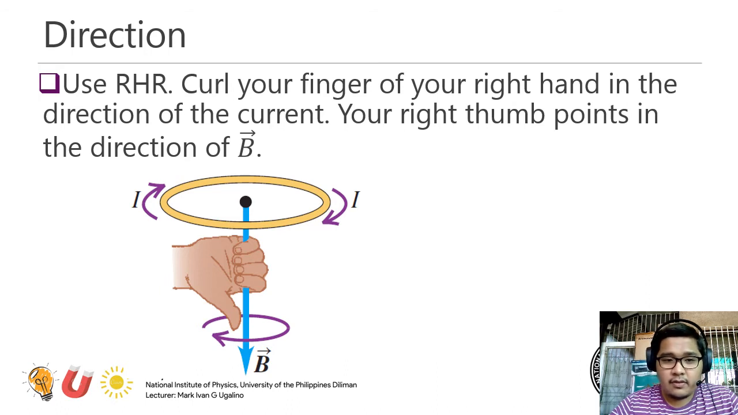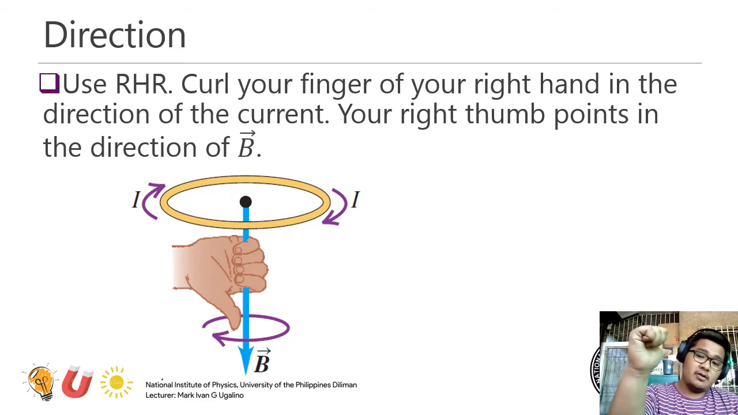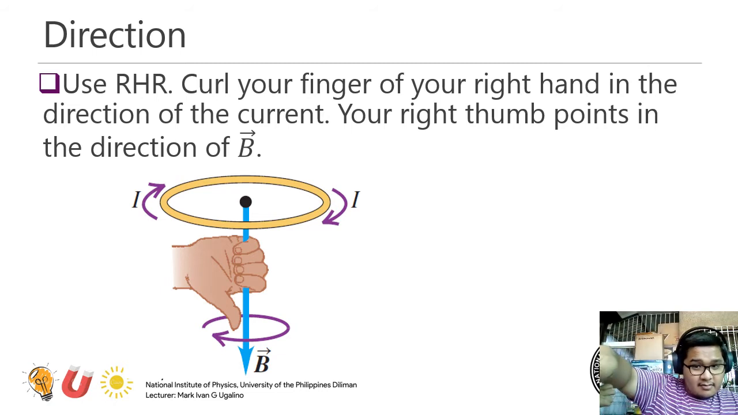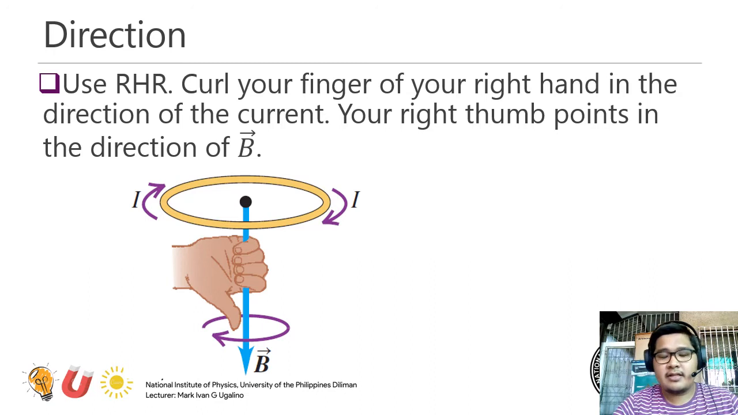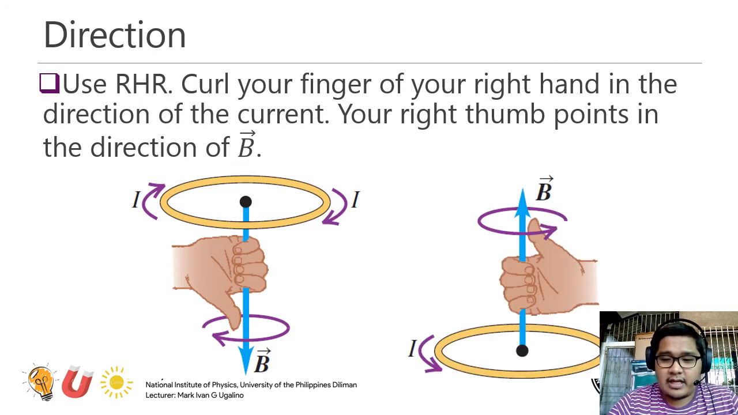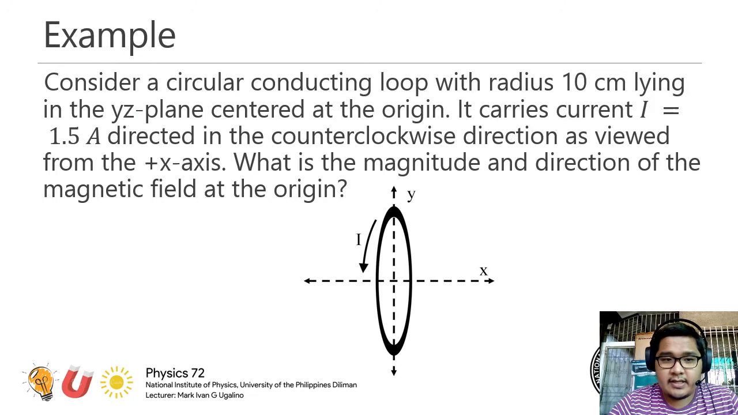So, if the direction of the current is like this, it means the magnetic field is like this. If it is downward, then the magnetic field is like this. So, you can just use your right hand rule for this case. Okay? So, those are the illustrations again.